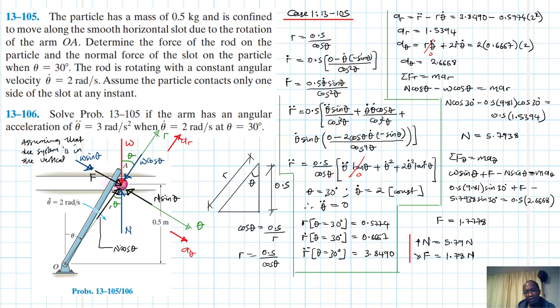So I think this is about it. Let's just outline the final solutions. So we found the normal force is 5.79 and the applied force is 1.78.